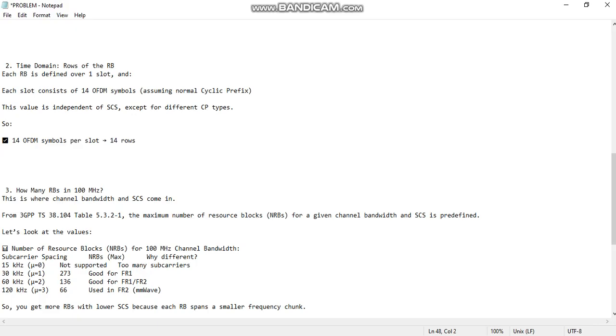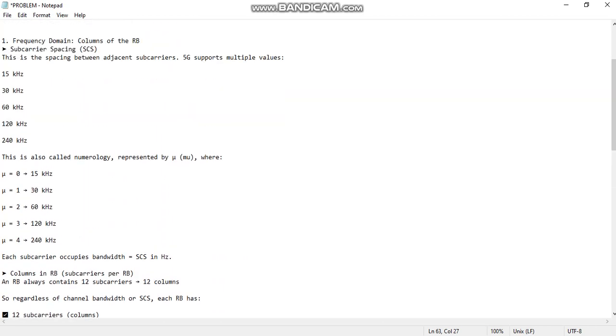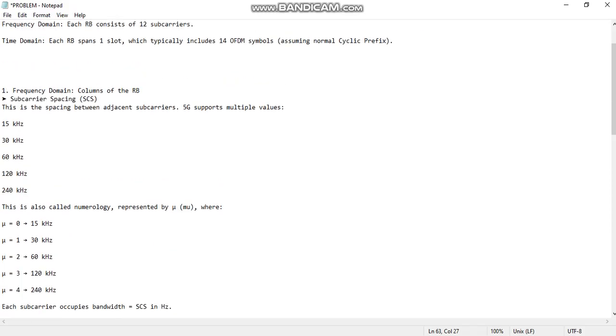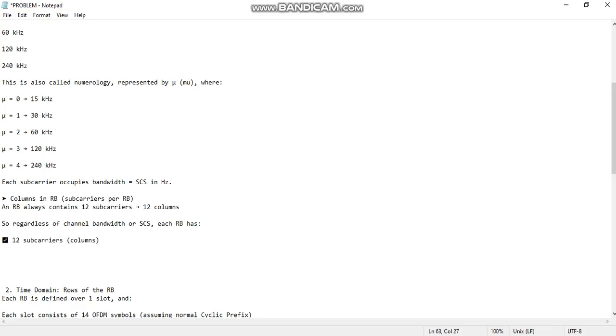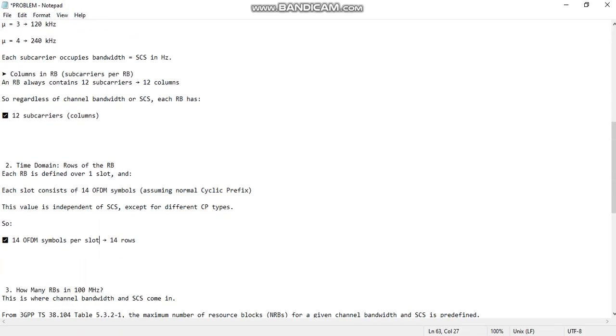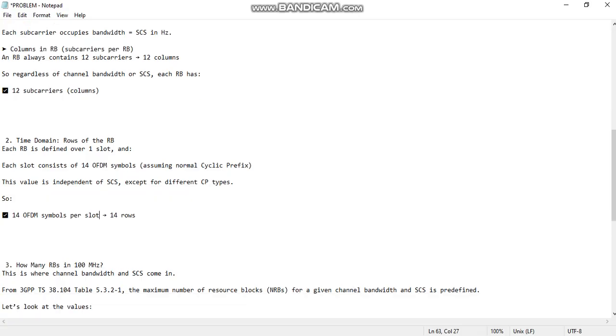And the time domain rows of the resource block. Each resource block is defined over one slot, and each slot consists of 14 OFDM symbols, assuming normal cyclic prefix. This value is independent of subcarrier spacing except for different cyclic prefix types. So 14 OFDM symbols per slot, 14 rows, 12 columns and 14 rows. These are just the basic rows and columns present in 5G NR.